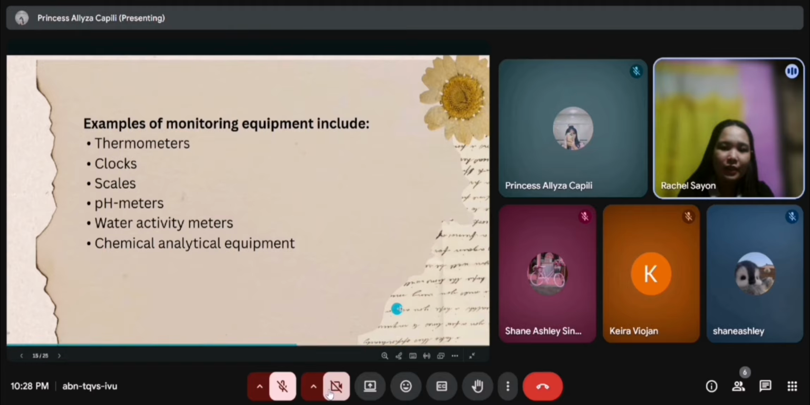And lastly, chemical analytical equipment. These instruments are used to identify and quantify chemical residues such as pesticides, cleaning agents, allergens, or additives to ensure they are within safe limits. Now, the last part will be discussed by Kira.